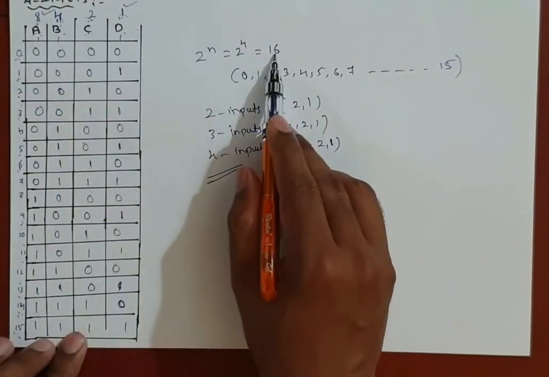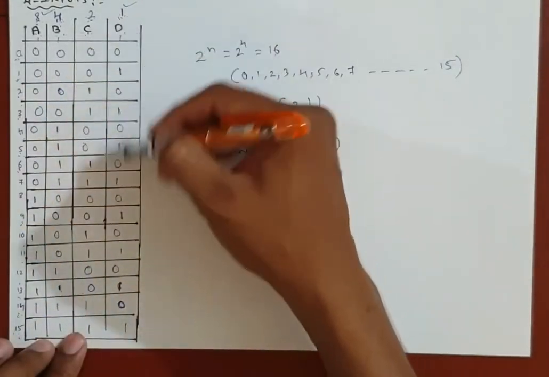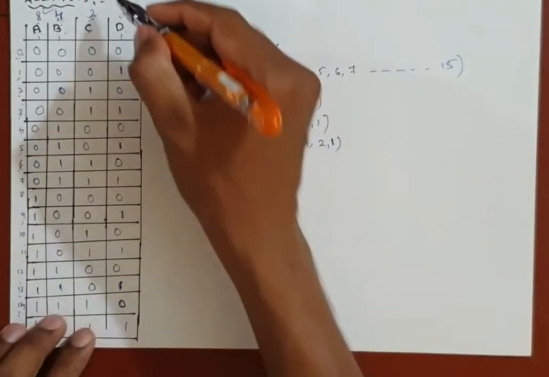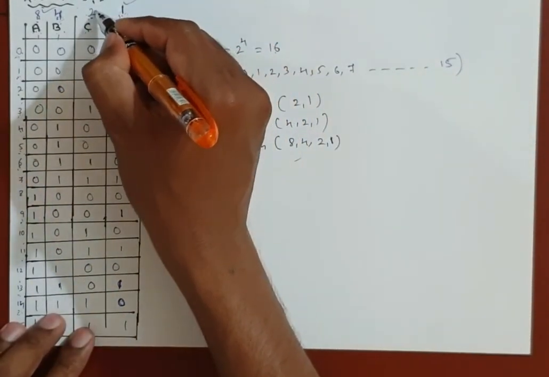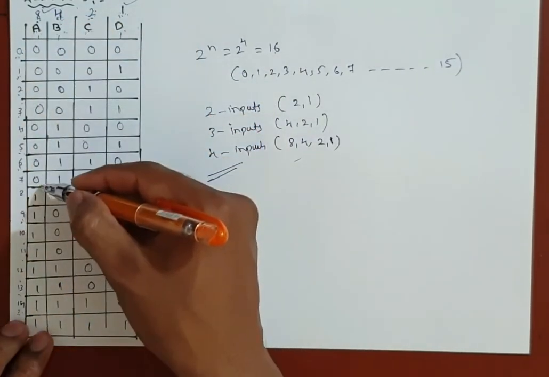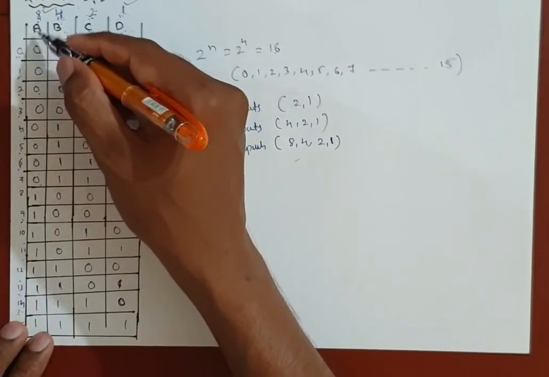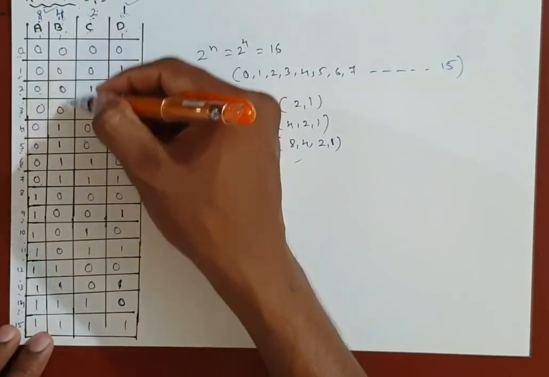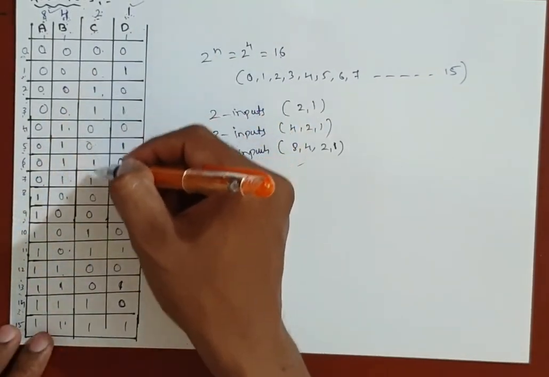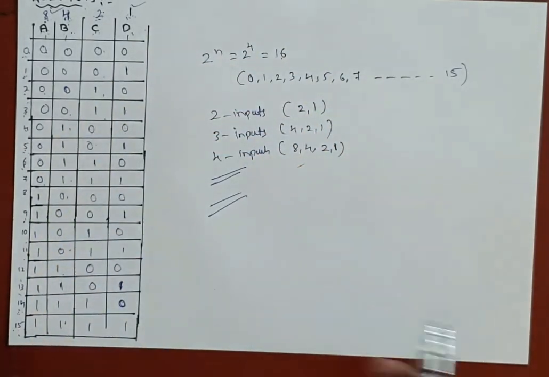Next for 4 inputs, write A, B, C, D. 2 power 4 is 16, so make 16 rows with 4 columns. Why 4 columns? Because we are having 4 inputs. Next place 1 over here, double it, 1 plus 1 is 2, 2 plus 2 is 4, 4 plus 4 is 8. If you are having 8 here, 8 zeros, 8 ones, 4 zeros, 4 ones, 4 zeros, 4 ones, 2 zeros, 2 ones, 2 zeros, 2 ones, and 0 1 0 1 0 1. This is the way to fill the tabular column.